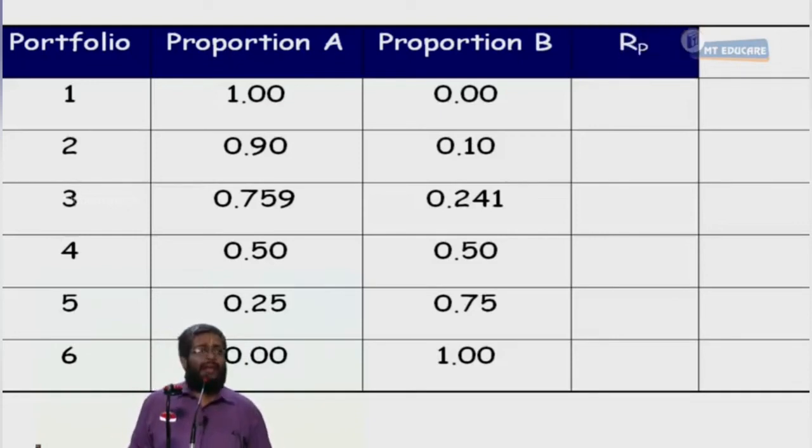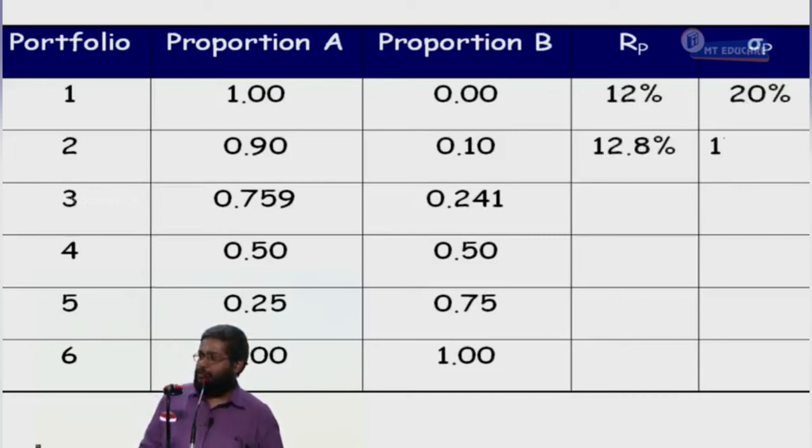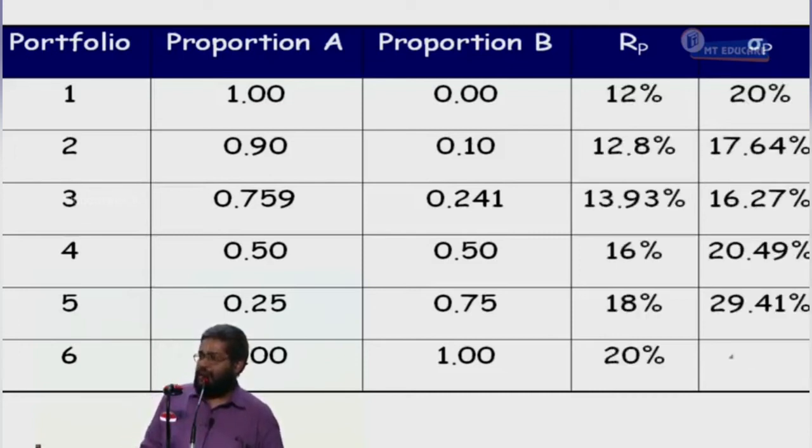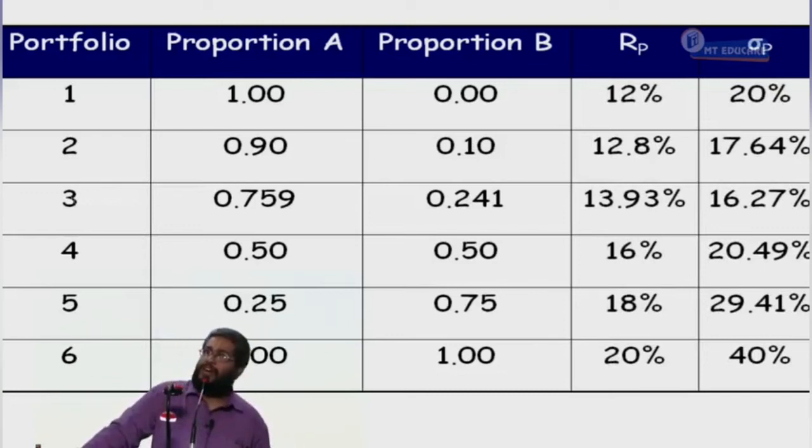Now, that work I did not give to you, I have done myself. RP means return of portfolio. Sigma P means risk of portfolio. For all the 6 portfolios, this is my risk and return. I have just calculated. Everybody following? Please copy this first before you go for the next stage of discussion. Question number 8.